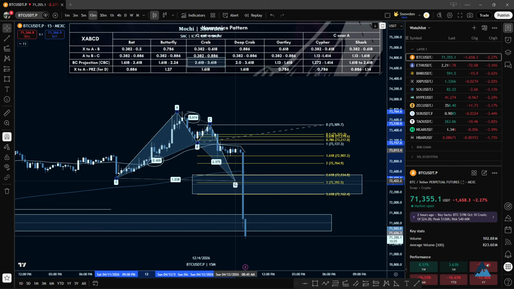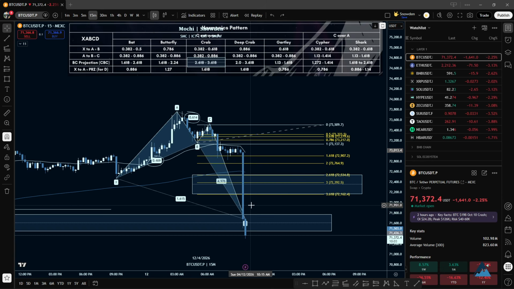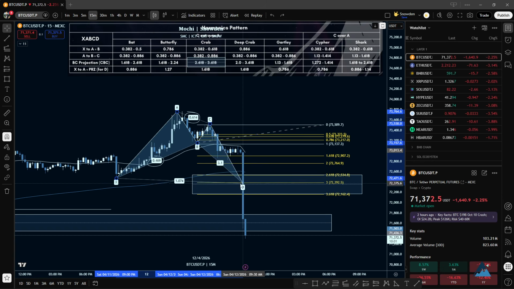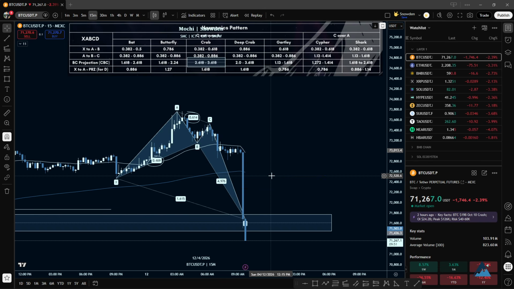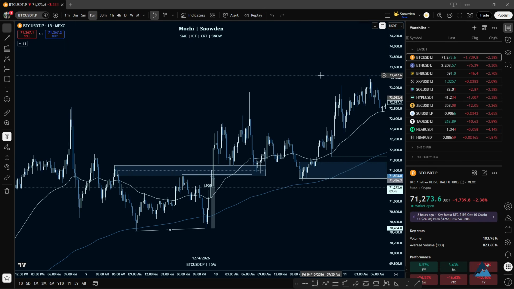nakapwesto, banda, sa zone na yan. Yun po ang BC projection. Okay? Dapat, dito ako nag-aabang ng reversal. Hindi dito. Ganon natin ginagamit si BC projection concept. So, more examples pa, baka makita tayo.